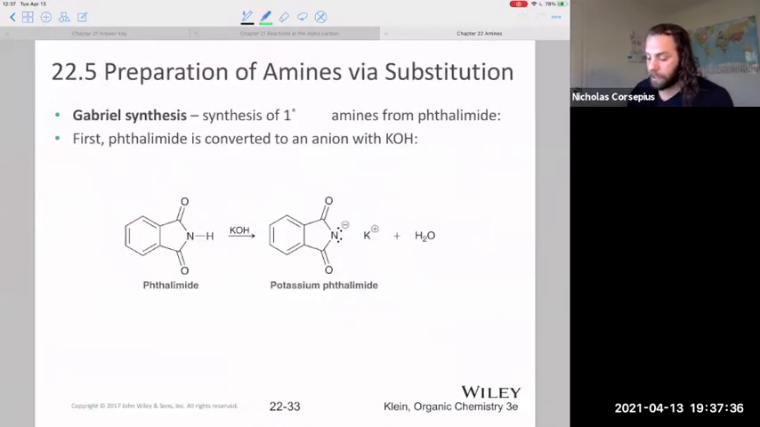Okay, so that's one method to form a primary amine. Another method we have now is called the Gabriel synthesis, which is good at forming a primary amine from this phthalimide molecule here. So notice this has got this big crazy thing going on. The key player, of course, is going to be this nitrogen. You activate the phthalimide ion by adding a base, which just deprotonates that nitrogen.